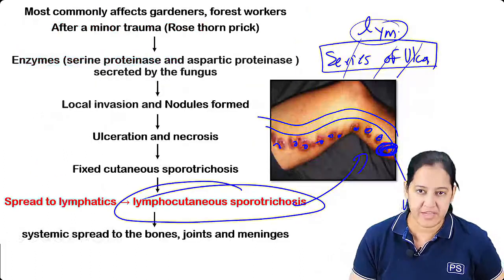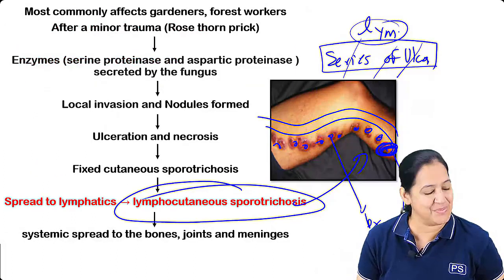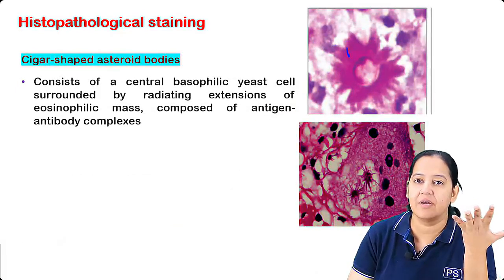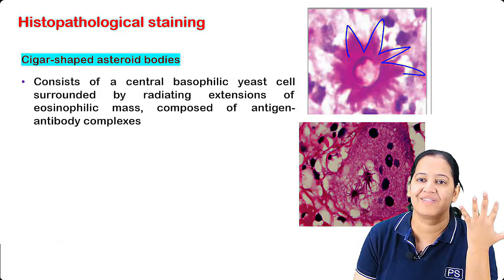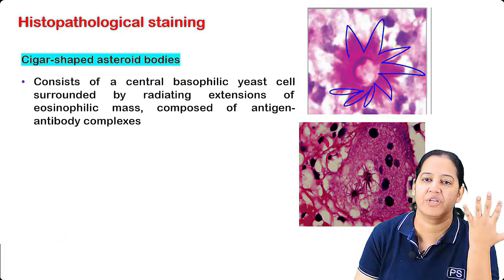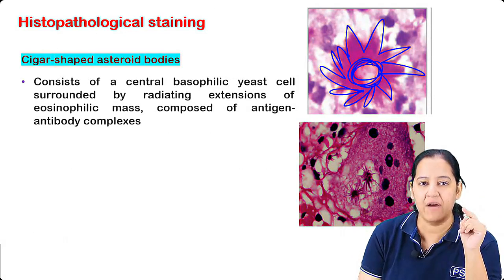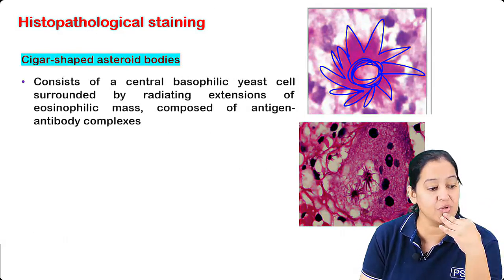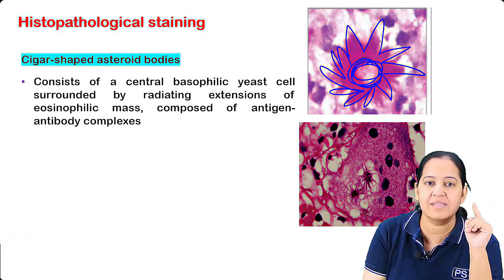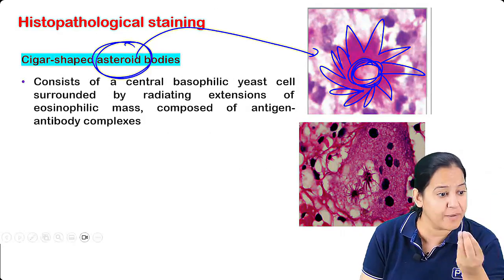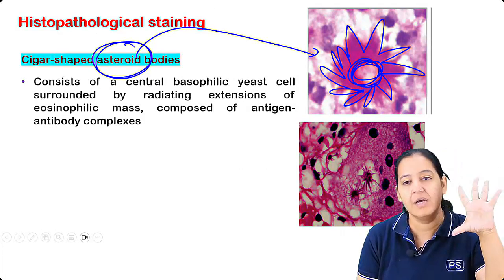And if you take the biopsy here, the biopsy is very unique. What is the biopsy here? The biopsy shows the star. Can you see the stars? Beautiful star-like morphology. This is a star with a central hole. You have heard the word astrology. What is astrology? The study of stars. These are known as asteroid bodies. Asteroid means star. I'm correlating. So it's a star.